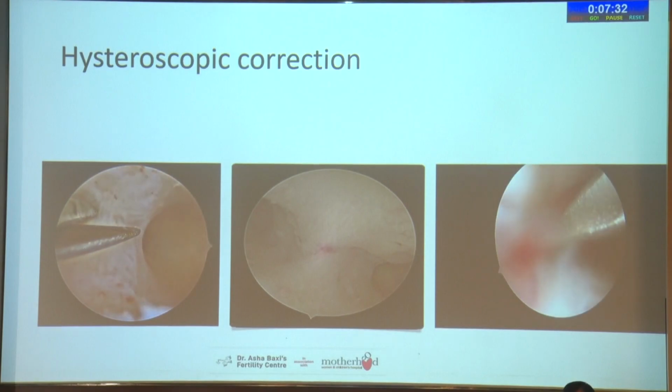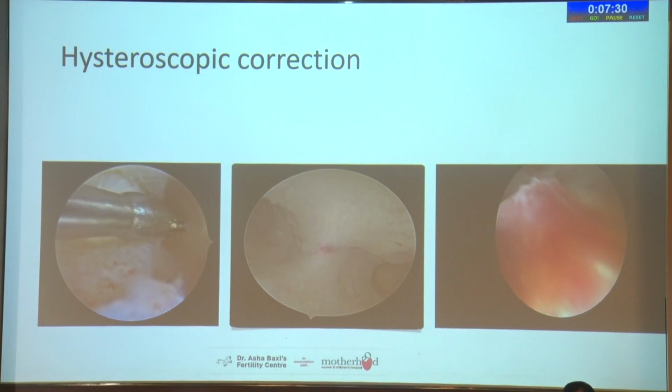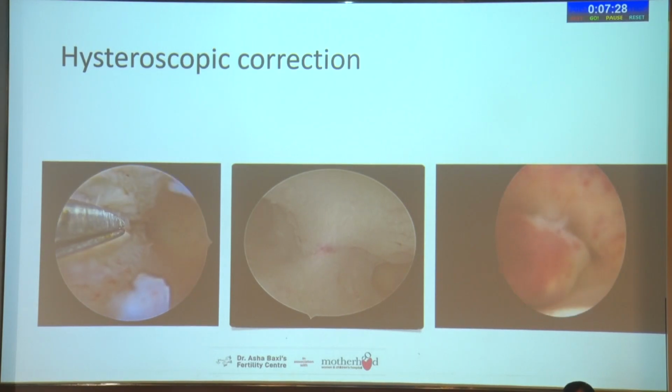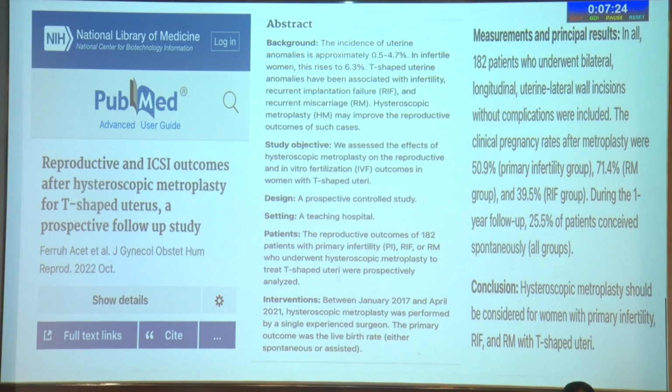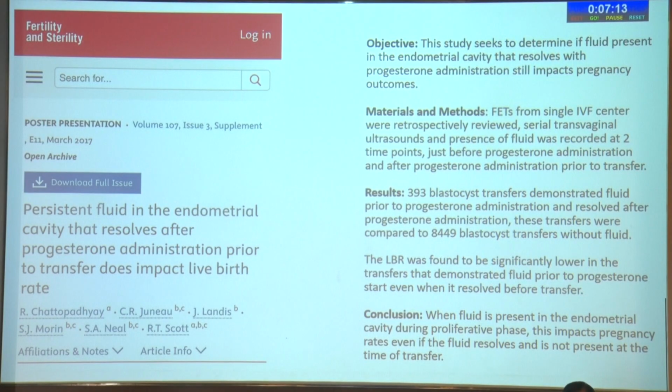Then if the cavity is small, you can go for lateral metroplasty. And septum resection also gives good results. And there has been a study where it has been shown that hysteroscopic metroplasty for T-shaped uterus is a very fruitful procedure, and it should be considered in such cases. Then fluid in the endometrium, that is another nuisance. Many a time you are doing the stimulation and everything, and persistently that fluid is there.